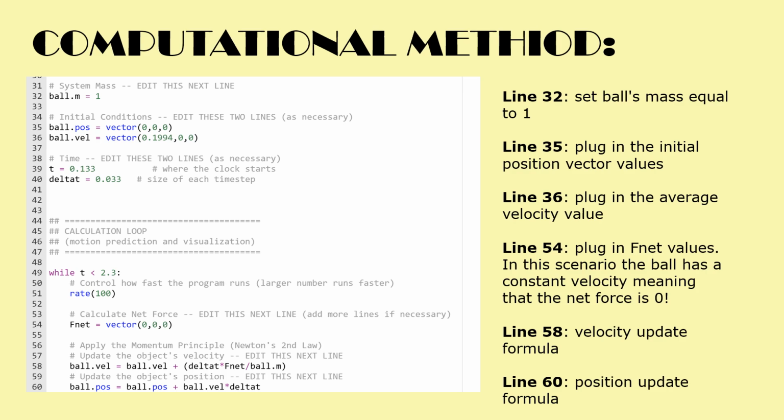Moving down to line 54, we plugged in the F-net values. In this scenario, as we've said multiple times throughout this video, the velocity is constant and therefore there is no acceleration and no net force, so all of these values are 0. And then down on lines 58 and 60, we have the velocity update formula and the position update formula.